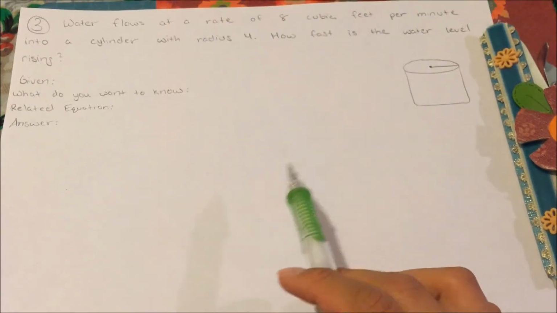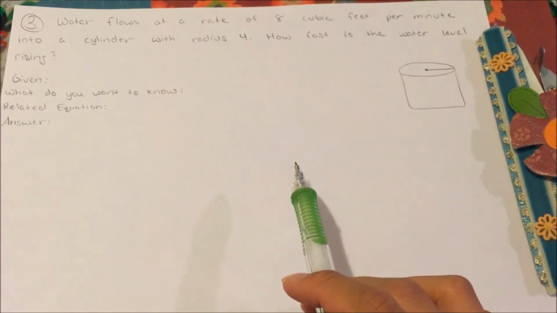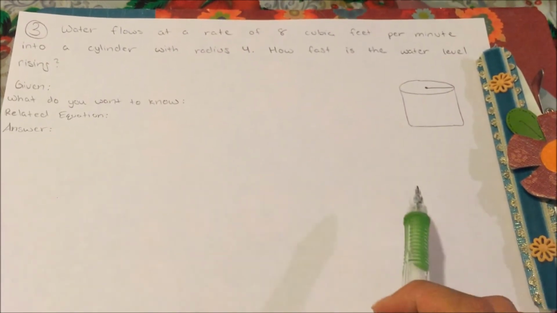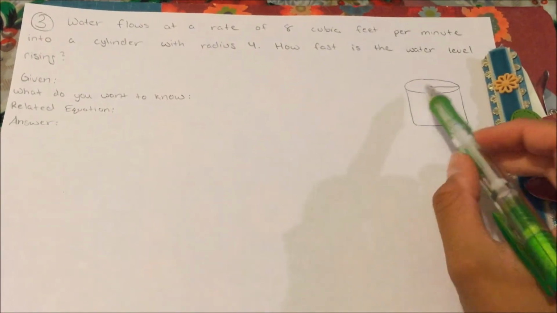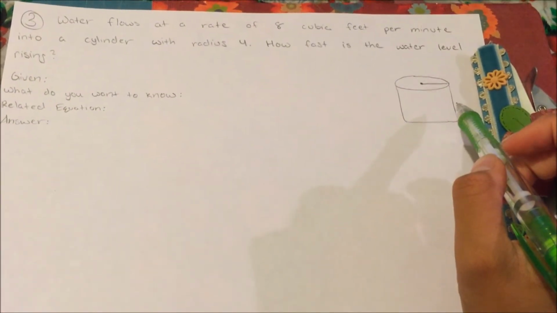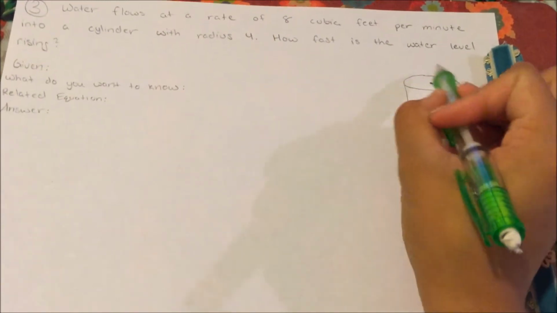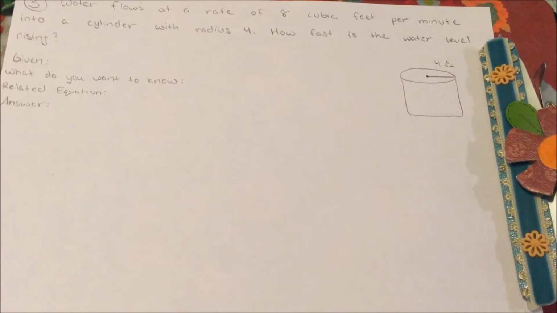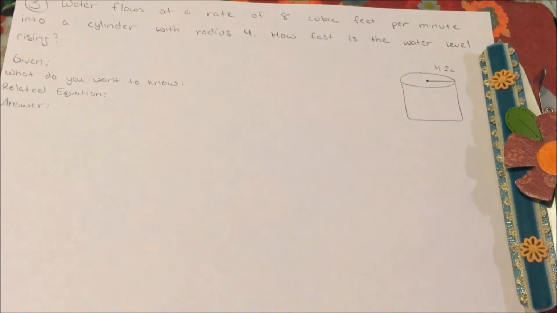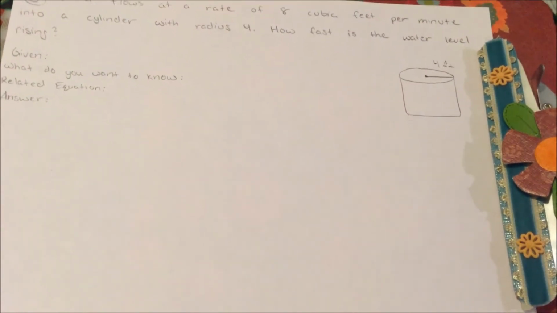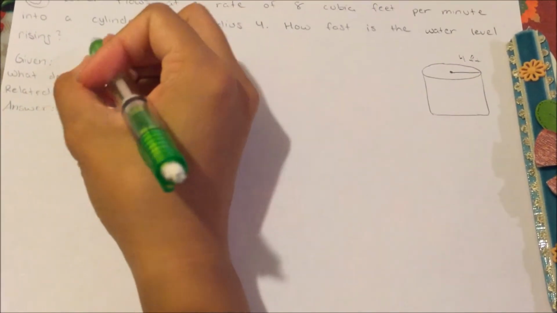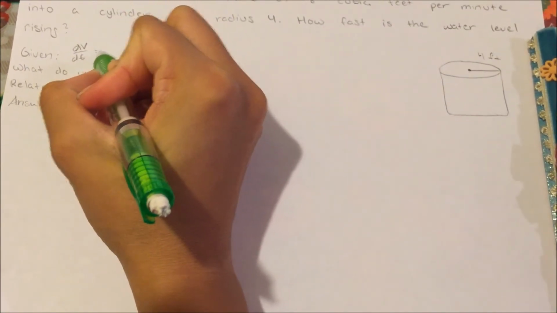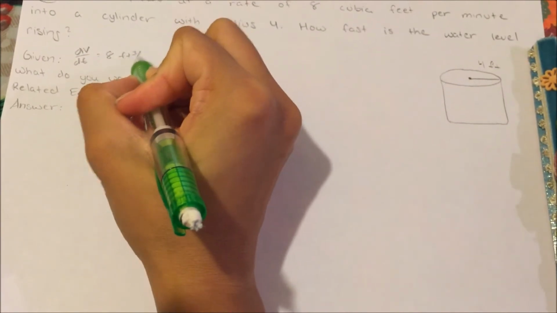All right, number 3. Water flows at a rate of 8 cubic feet per minute into a cylinder with a radius of 4. How fast is the water level rising? So I already drew my cylinder over here. And what is given is that our radius of the cylinder is going to be 4 feet. And that the water is flowing at a rate of 8 cubic feet per minute. So our dV dt is going to be 8 cubic feet per minute.